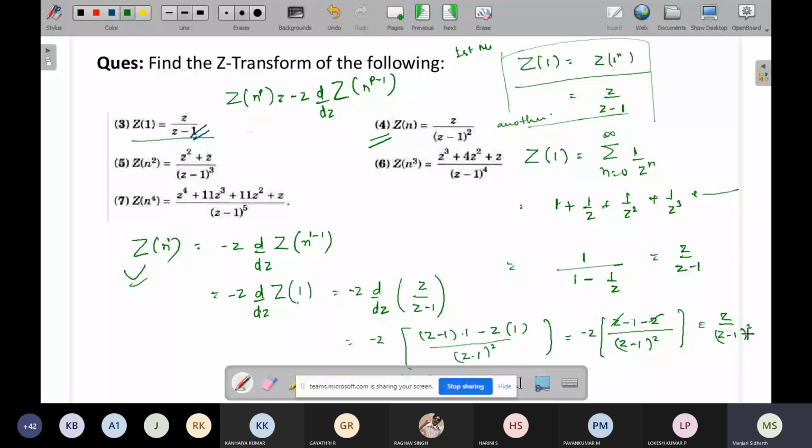You need to remember this. Every time we are not going to prove this. So the z transform of n is z over (z minus 1) whole square.